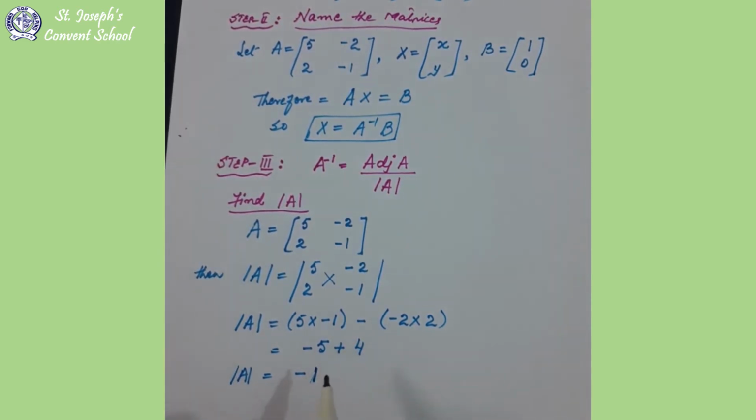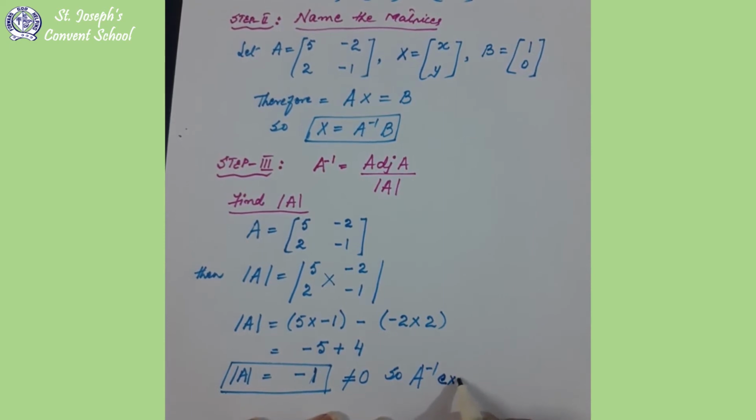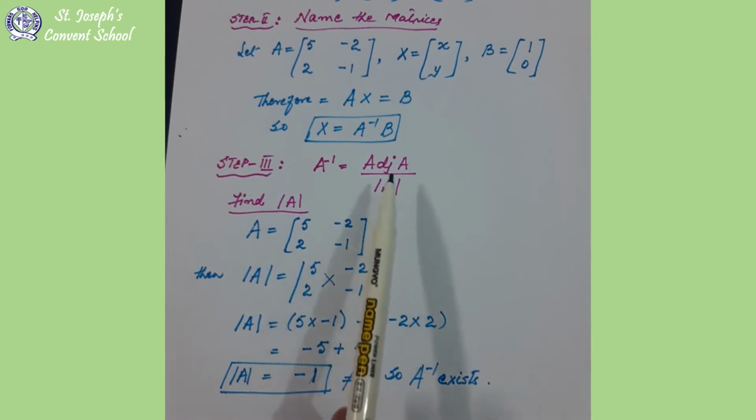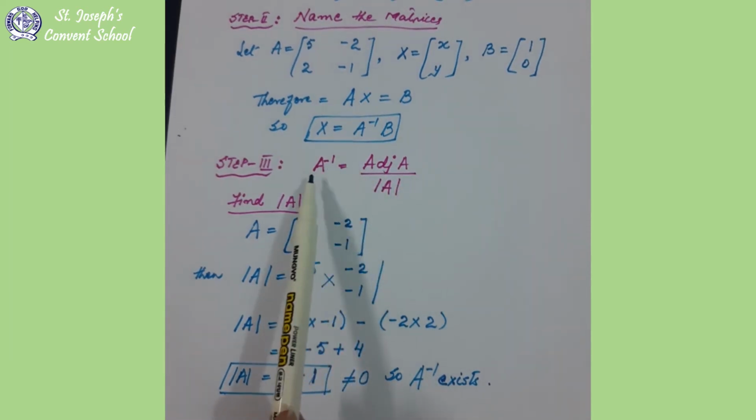So it means that it is not equal to 0. It means A inverse exists. It means that you can solve it further. If your answer here is 0, you simply write the solution set is a null set. You will write the null set in the answer. Okay. Now here it is not equal to 0, so we will solve it further. After finding determinant of A, we will find adjoint A, then put the values in the formula and find A inverse. Okay.